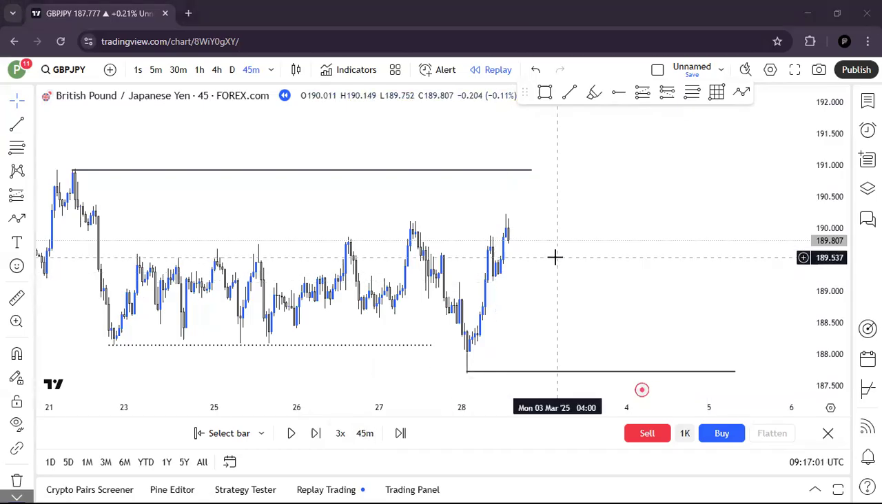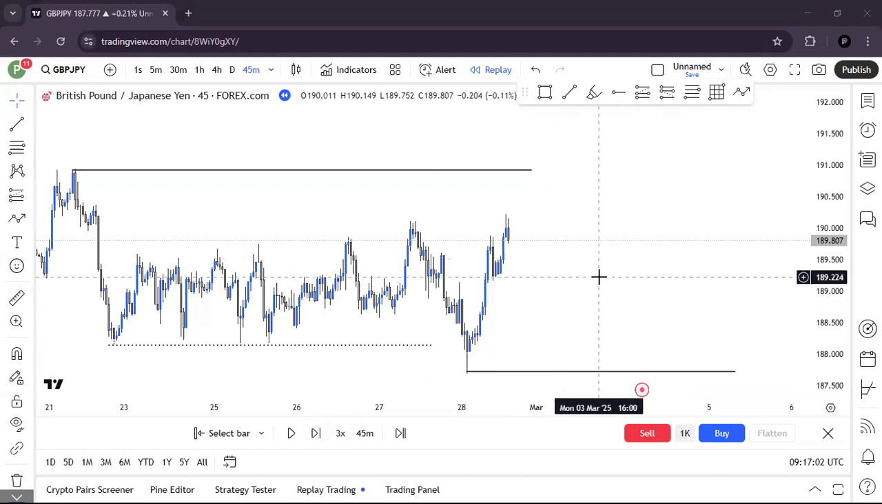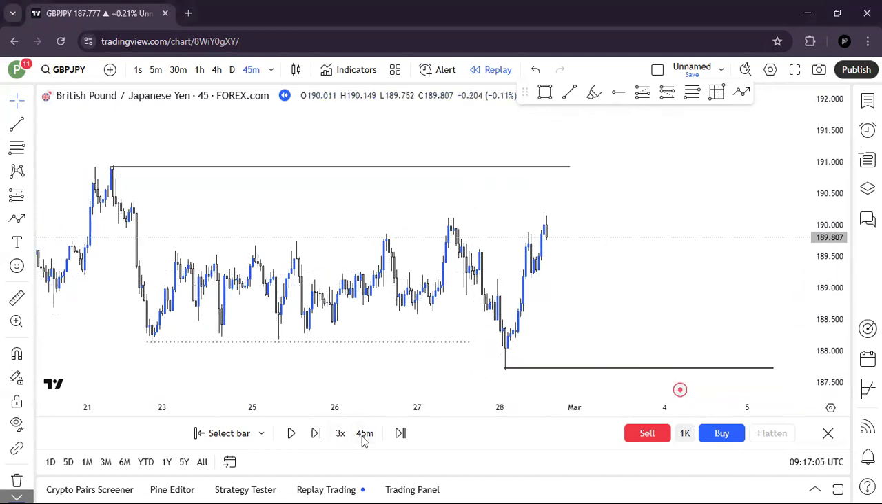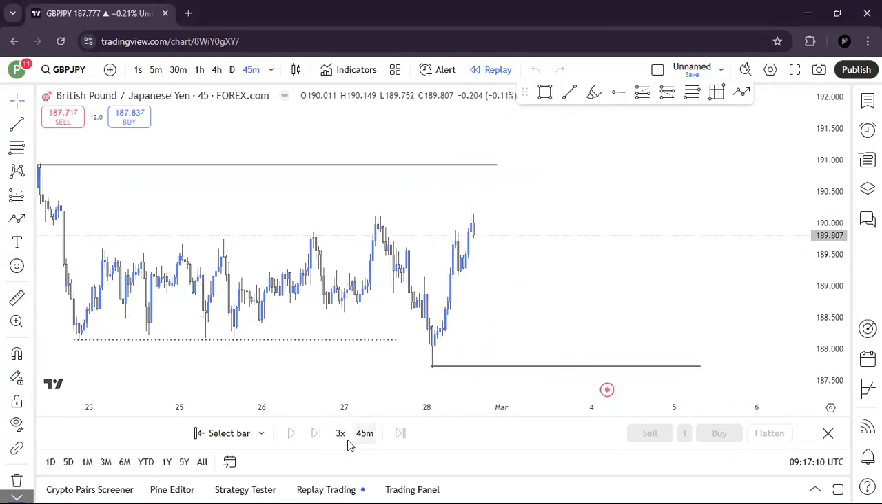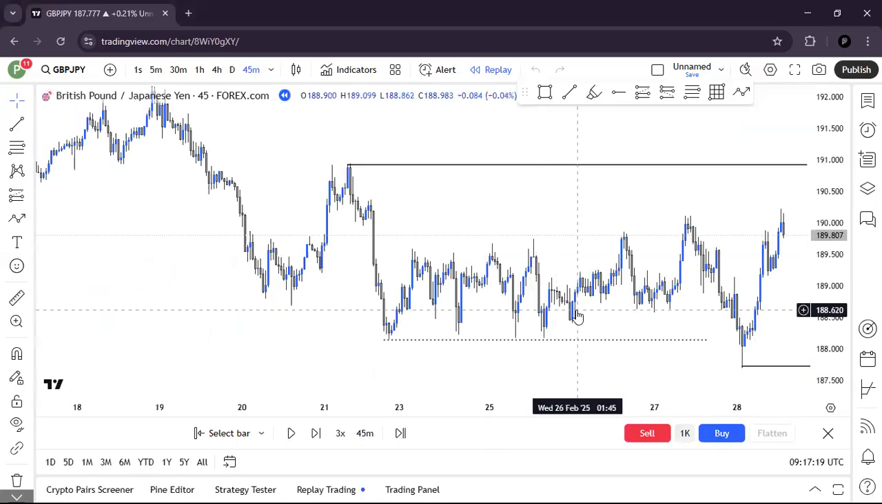Okay, let's continue. So we expect that this market should break this high. When the market breaks this high, it has confirmed that our buy is actually going to work. Then let's just play the chart to see. Okay, are you getting me?